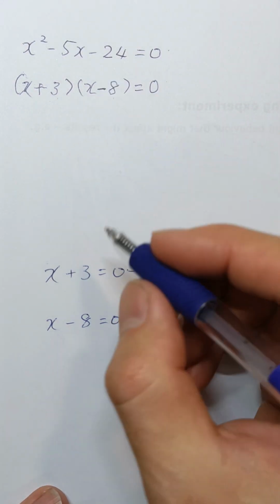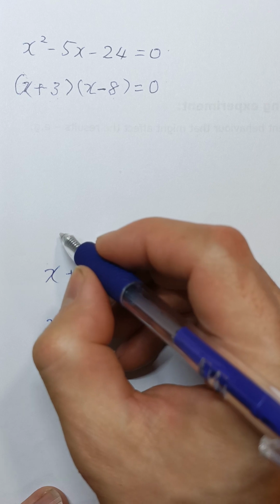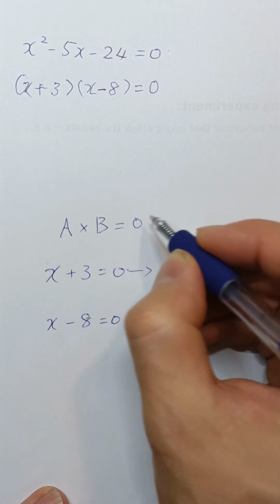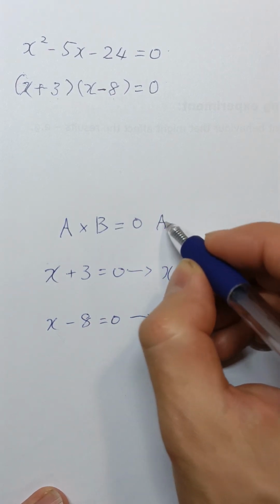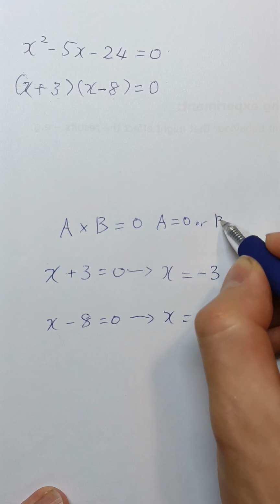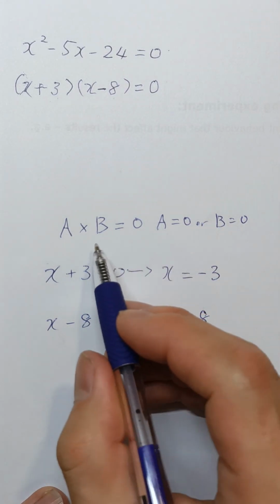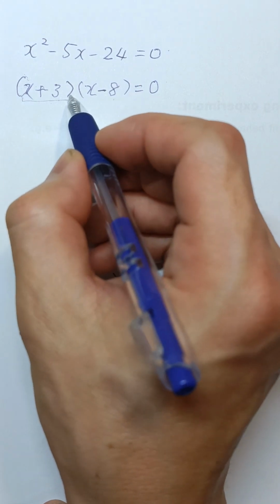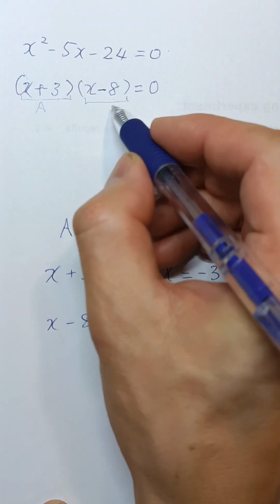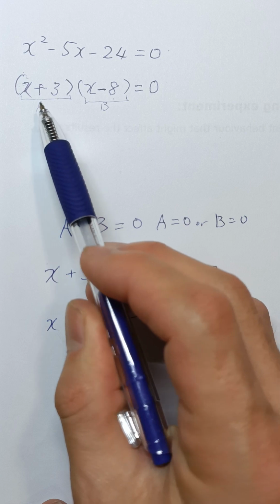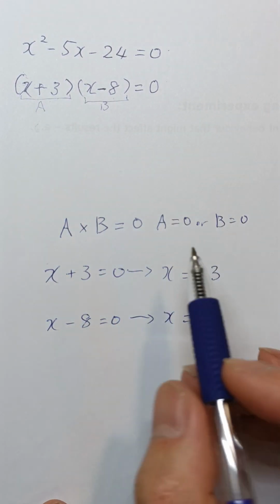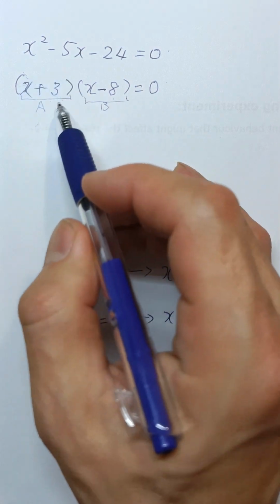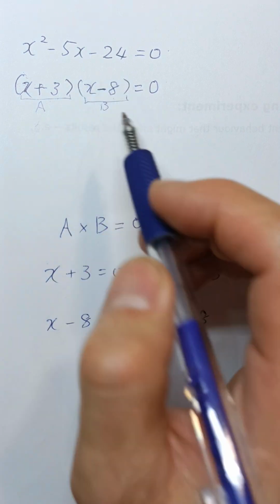Now I need to explain another thing. If you can see A times B equals 0, which means A equals 0 or B equals 0, isn't it? To make this equation work. So if you recognize this part is A, this part is B, this is basically A times B equals 0, isn't it? So to make this equation work, this part must be 0 or this part must be 0.